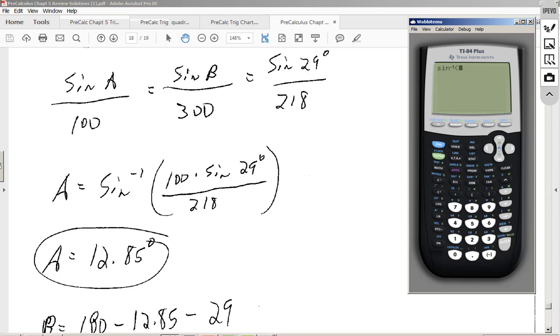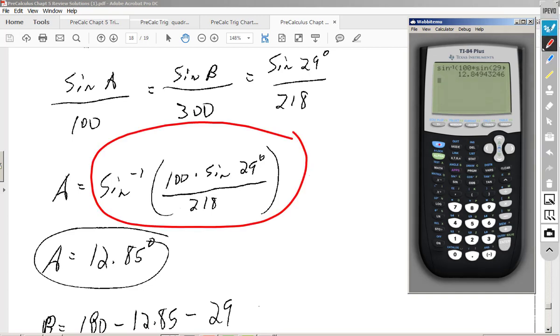Now type in 100 times the sine of 29, and that's going to be divided by 218. Hit enter, and there's your angle A, which is 12.85. Now I just need to take my two angles.